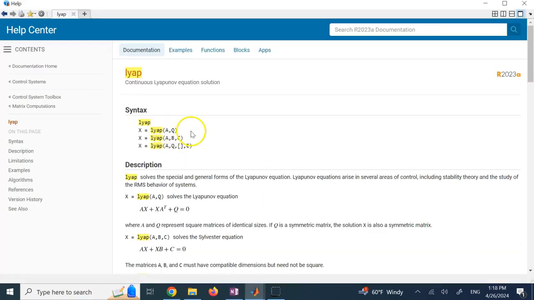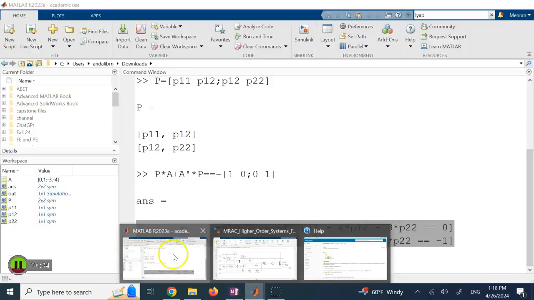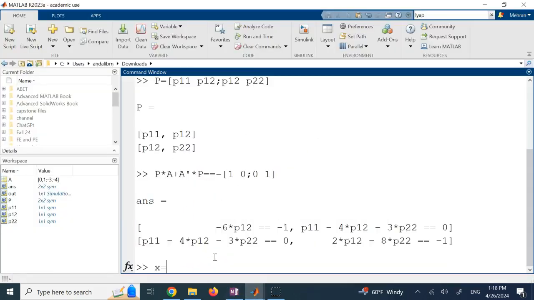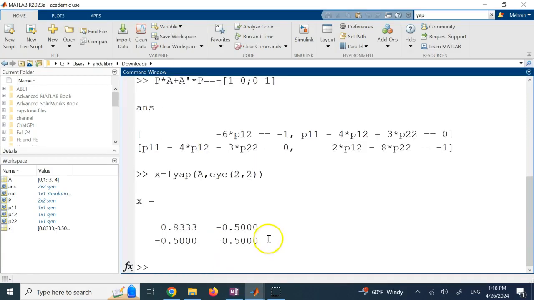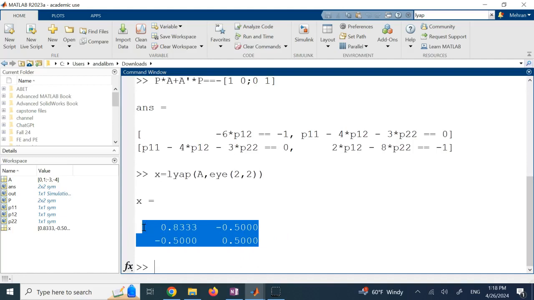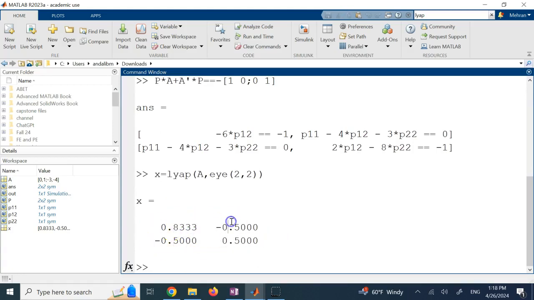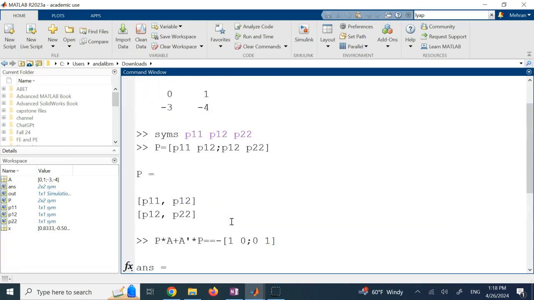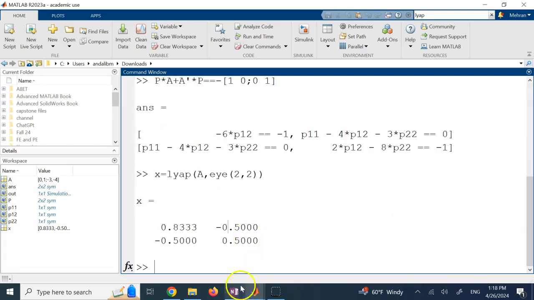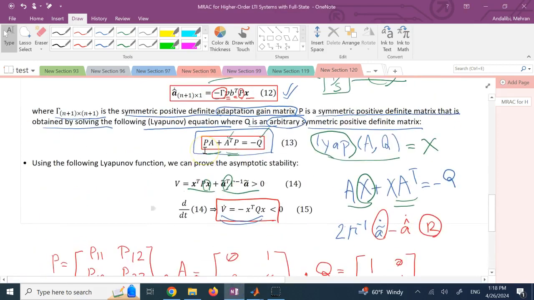Remember, liap is x equal liap of A and Q. So let's go ahead and do it. X equals liap of A and Q. And Q, remember, is I of 2 and 2. And if you look at this, clearly that's different from the P that I solved for. These guys are not 1 over 6, and this is not 7 over 6. So my recommendation is be careful. The liap command is not going to give you what you want for this case.